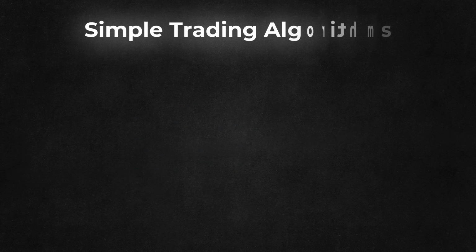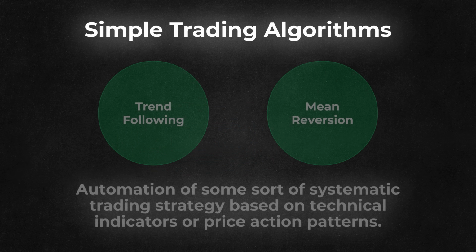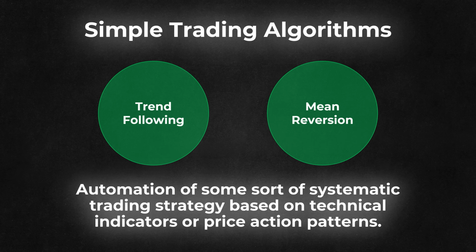Simple trading algorithms. There are basically two types of simple trading algorithms that even retail traders can implement: trend following and mean reversion. These are perhaps the simplest types of trading algorithms. They are designed to automate some sort of systematic trading strategy based on technical indicators or price action patterns. Trend following algorithms try to capture broader trends, and mean reversion algorithms aim to profit from the expectation that price always returns to a historical average. In other words, these algorithms are speculative. They try to anticipate price direction using simplistic rules.